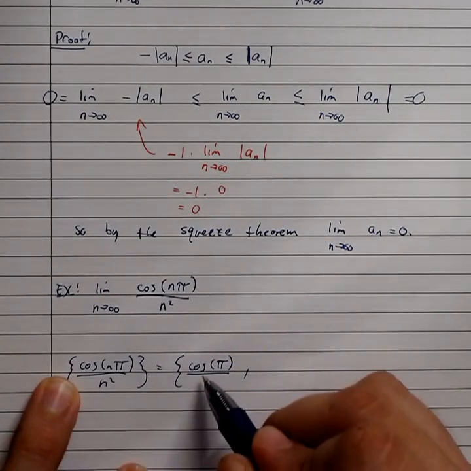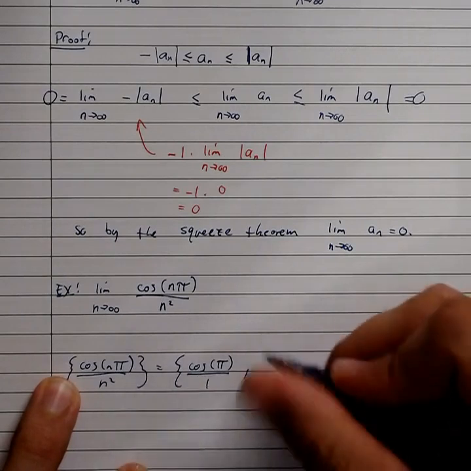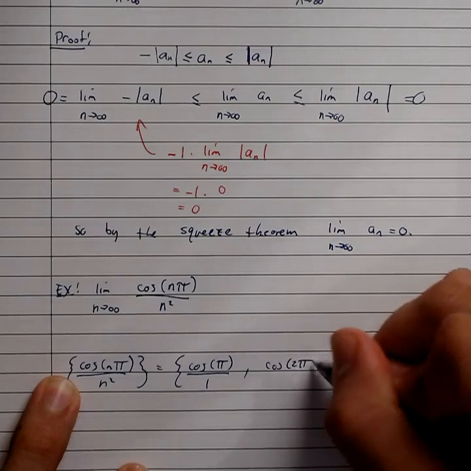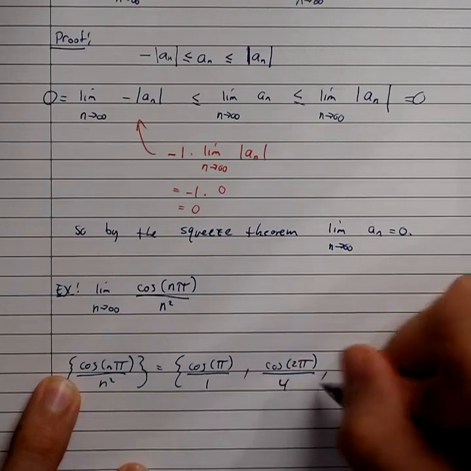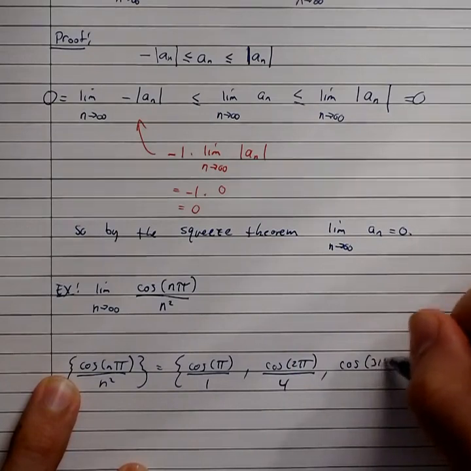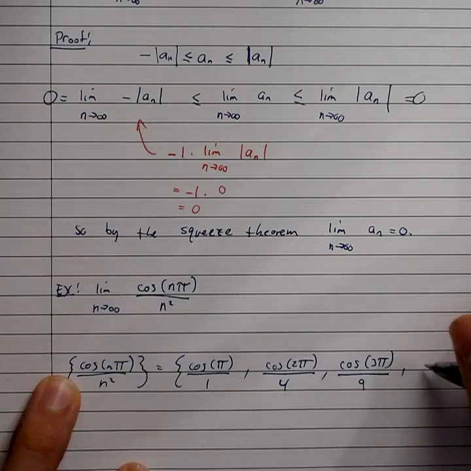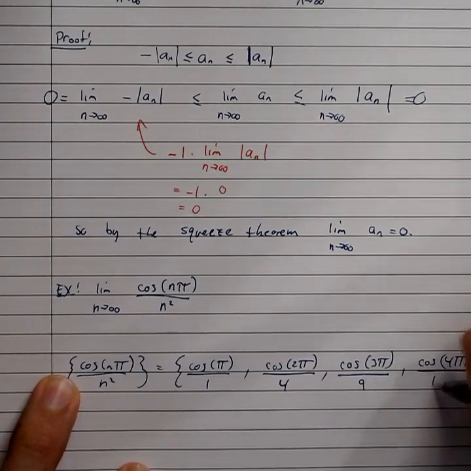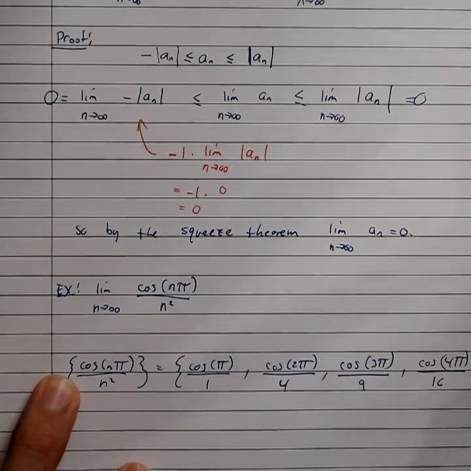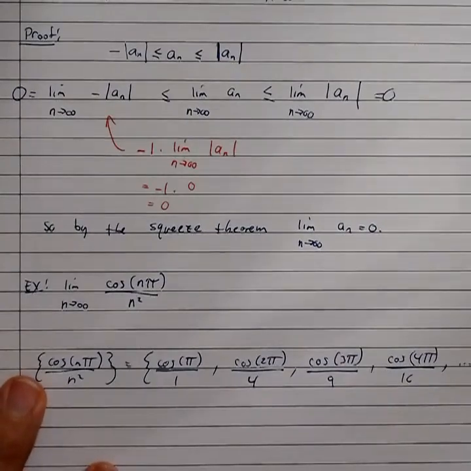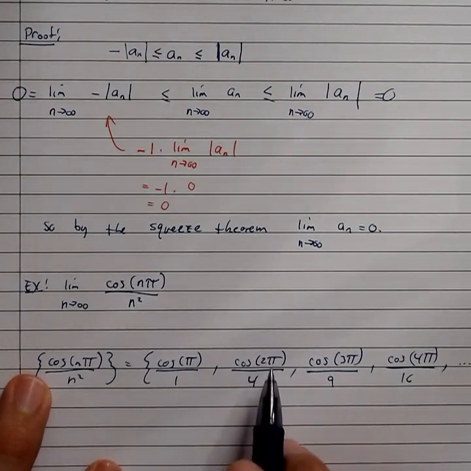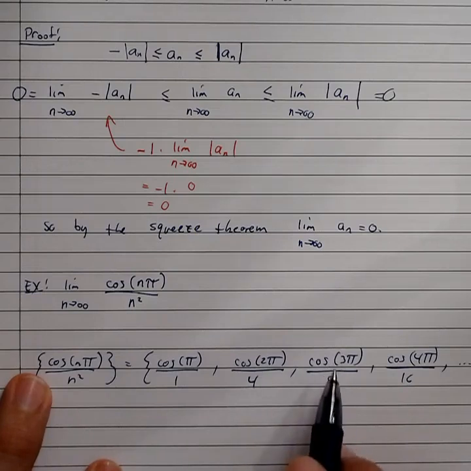If n is equal to 2, that's going to be the cosine of 2 pi over 2 squared, which is 4. Then the cosine of 3 pi over 3 squared, which is 9. And then the cosine of 4 pi over 4 squared, which is 16, and so forth. Now, cosine of pi is negative 1, and cosine of 2 pi is positive 1, and cosine of 3 pi is negative 1 again.